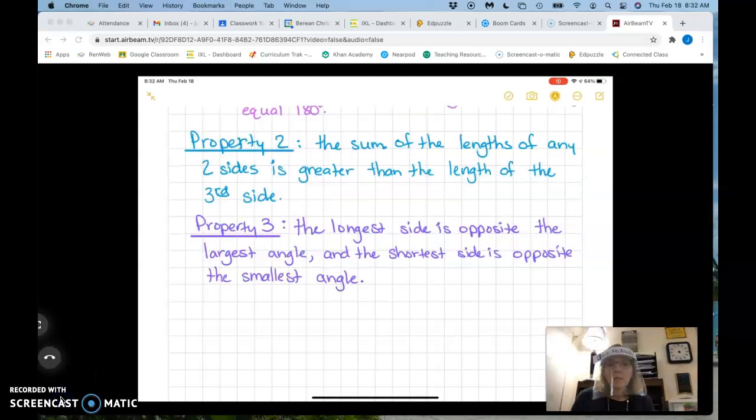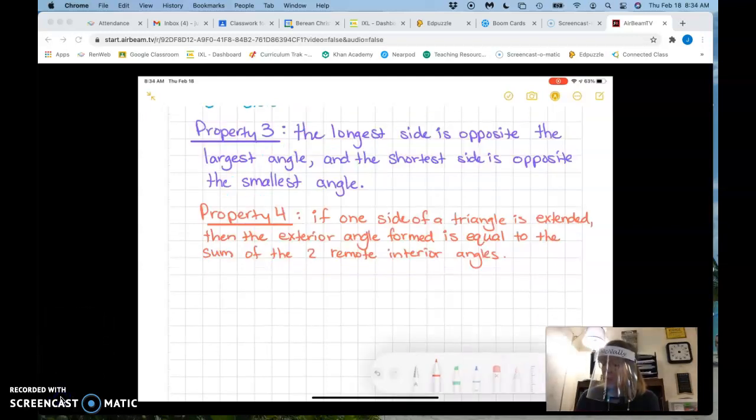Property 3 says the longest side is opposite of the largest angle, and the shortest side is opposite the smallest angle. So in other words, the sides and the angle that they're across from correspond to each other, because if it's a small angle, it's a short side. If it's a large angle, it's a long side.